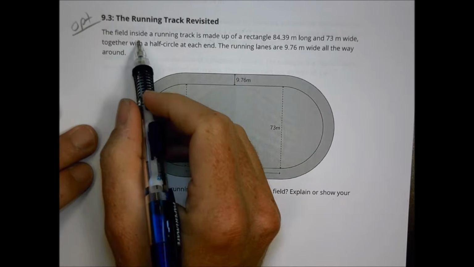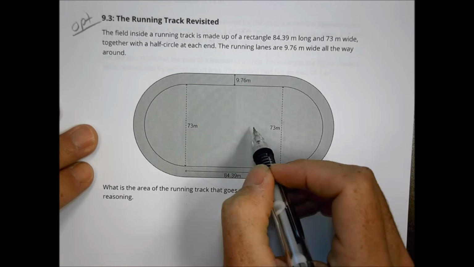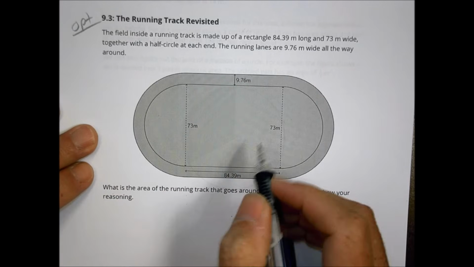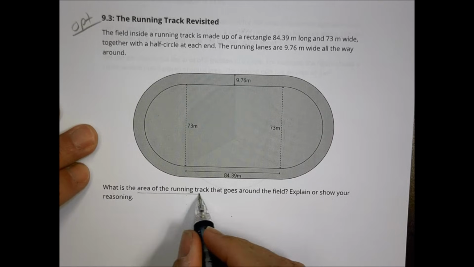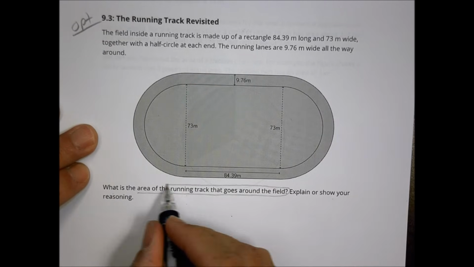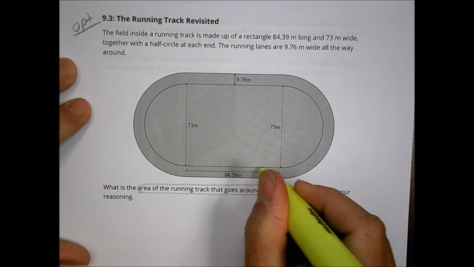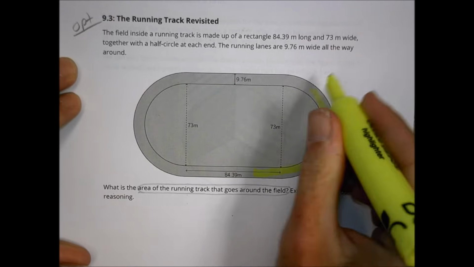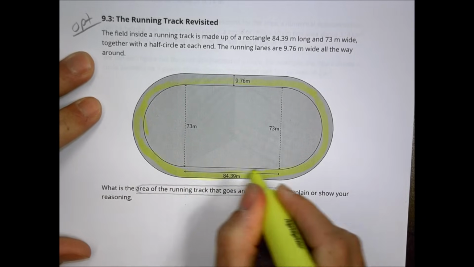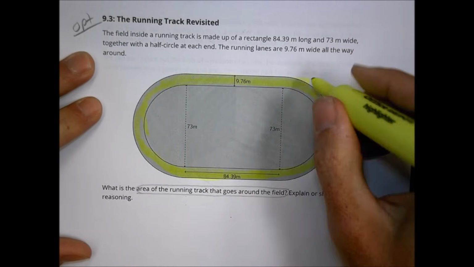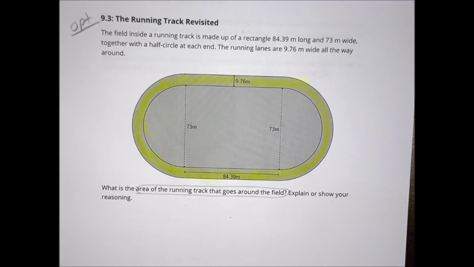It says the field inside a running track is made up of a rectangle 84.39 meters long and 70 meters wide, together with a half circle at each end. The lanes are 9.76 meters wide all the way around. What is the area of the running track that goes around the field? So what we're asking about here is what's the area of this part? That's what we're wanting to find out. What is this part there, the actual track? If we don't include the grass area in the inside of the track, we're just talking about the space where the runners run. What is that area right there is the question they're asking you to solve.